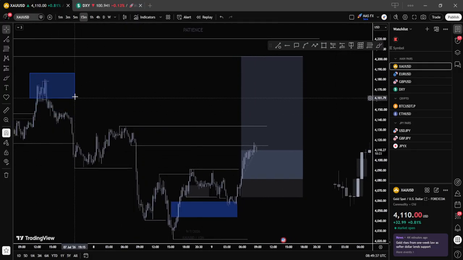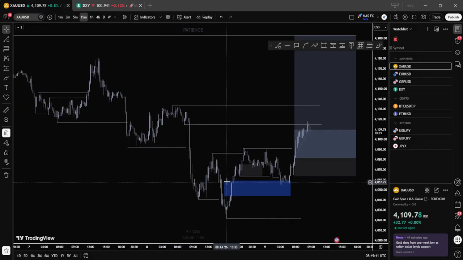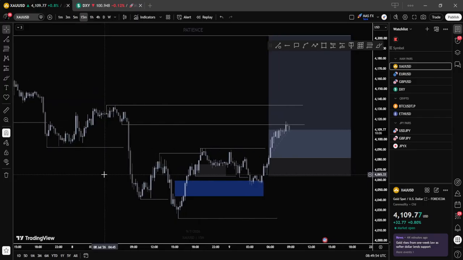I don't really use sessions as long as my trade idea is there. If you have the market structure shape, the pullback into liquidity, momentum coming out of the zone, market structure shift, that's all I need. I don't need session timing.